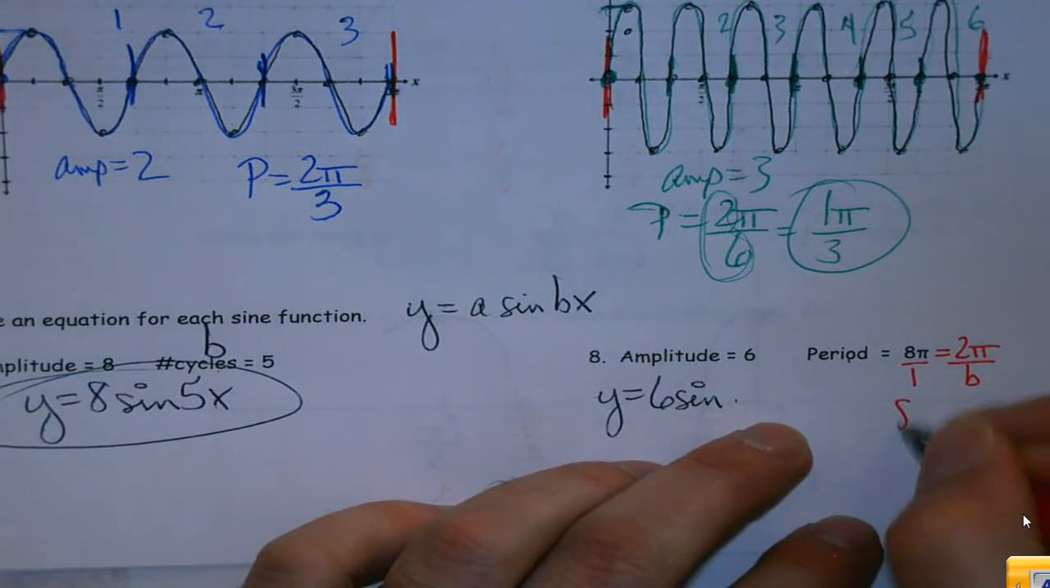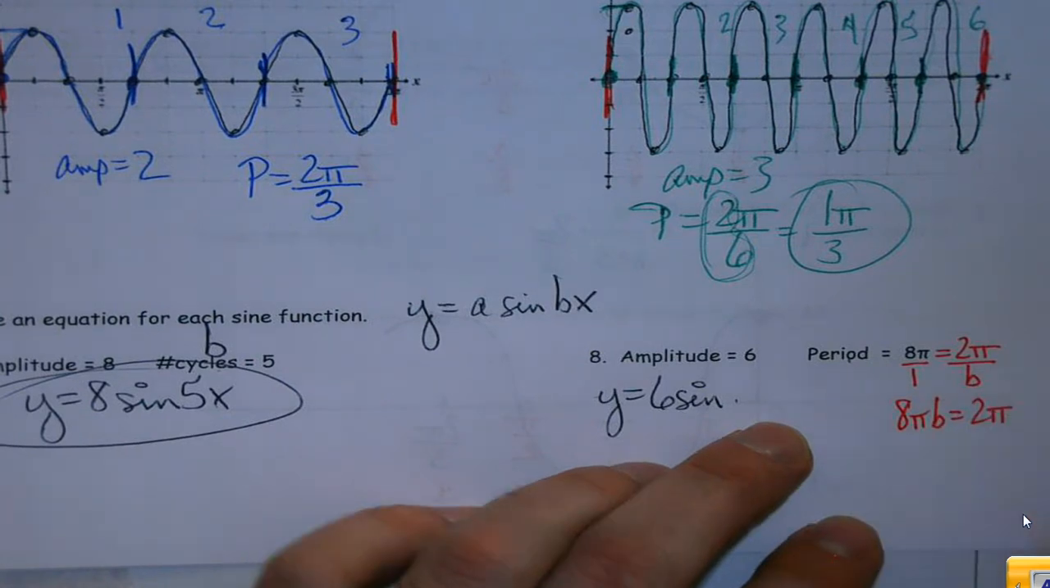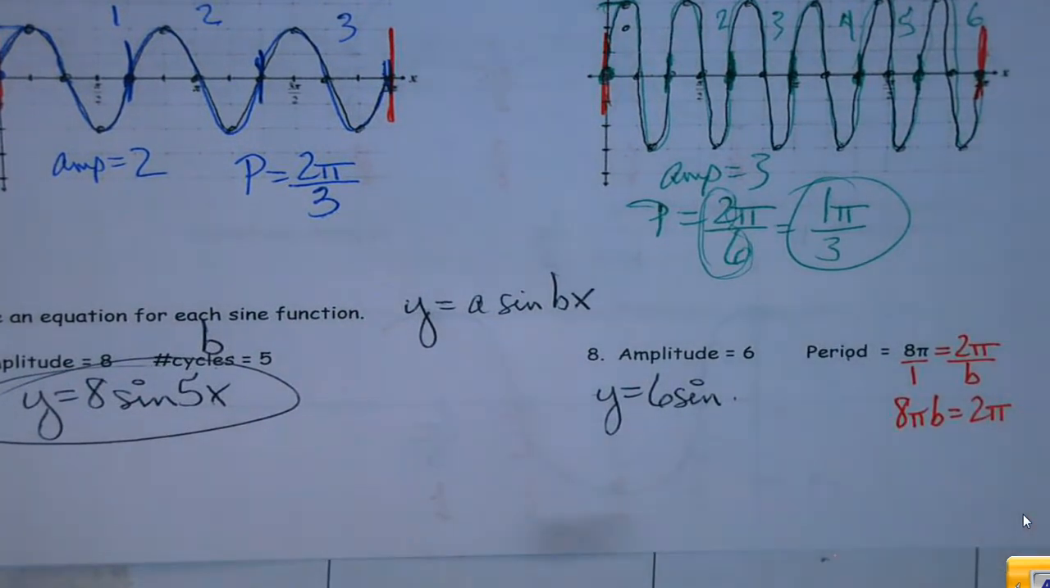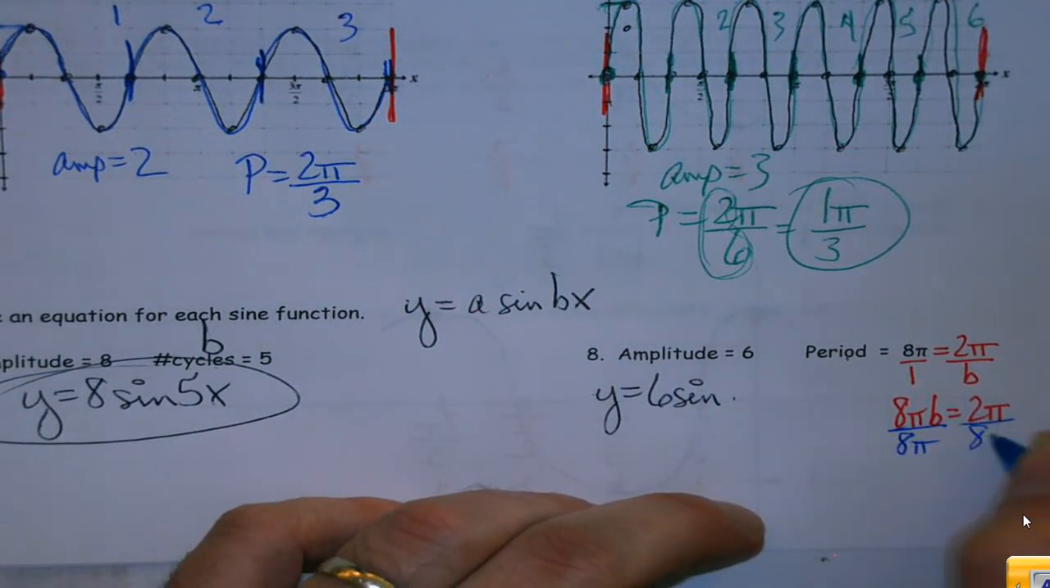So if I cross multiply, and then we're solving for b. Do not divide both sides by 2 pi. That is not what's with b. 8 pi is what is with b.